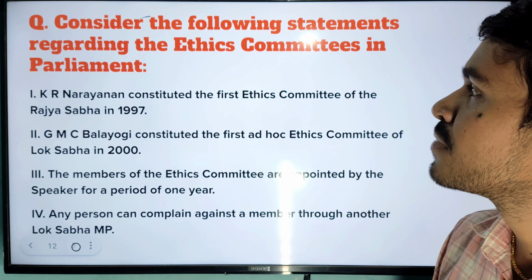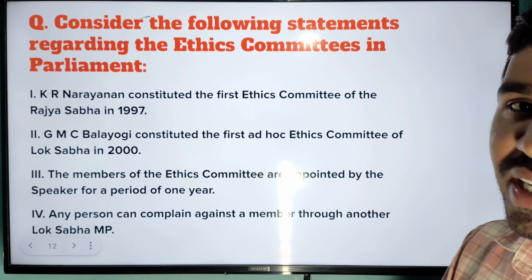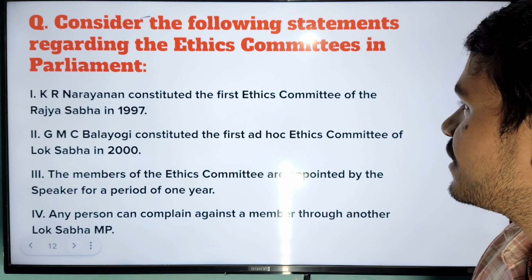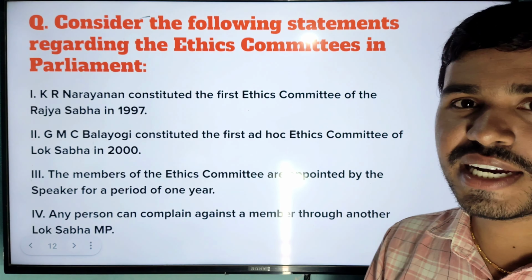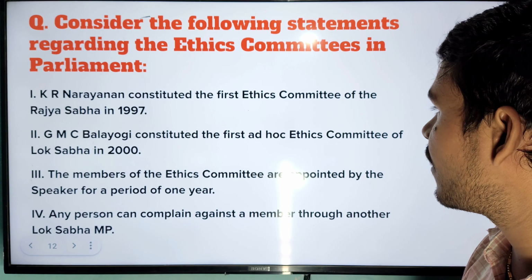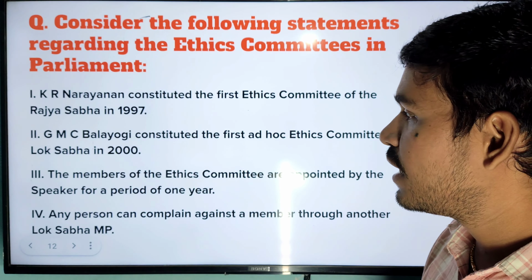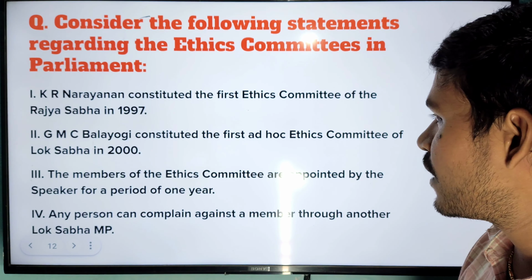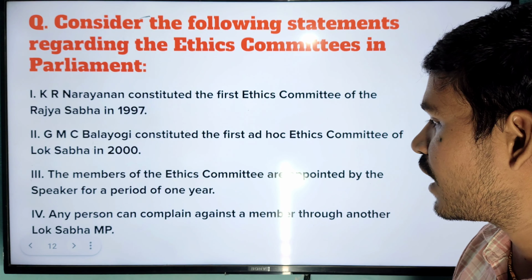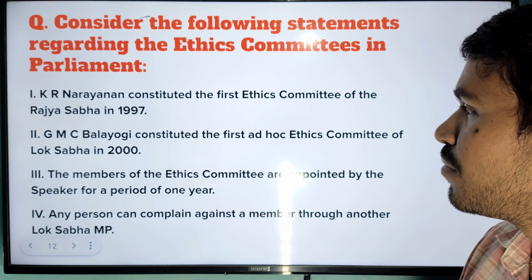So next question, consider the following statements regarding the ethics committees in the parliament. First one, K.R. Narayanan constituted the first ethics committee of the Rajya Sabha in 1997. GMC Balayogi constituted the first ad hoc ethics committee of Lok Sabha in 2000. The members of the ethics committee are appointed by the Speaker for a period of 1 year. Any person can complain against a member through another Lok Sabha MP. So which of these statements are correct?